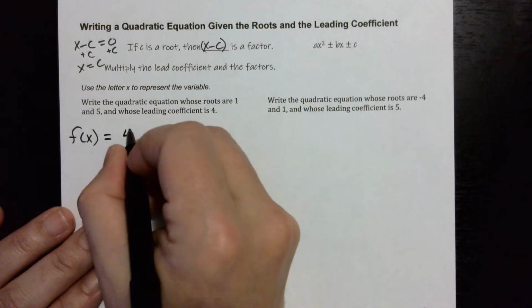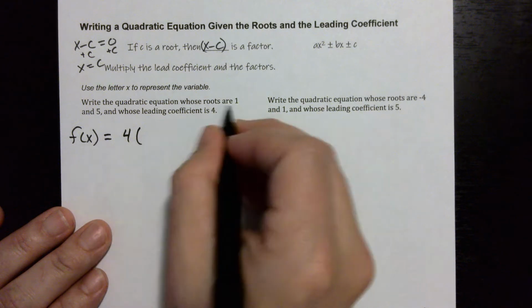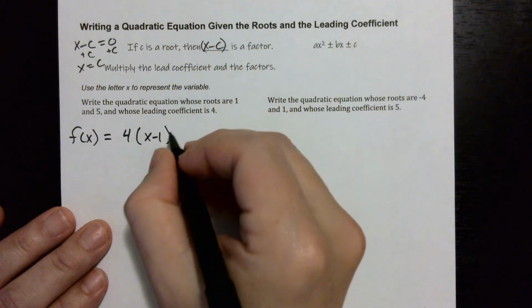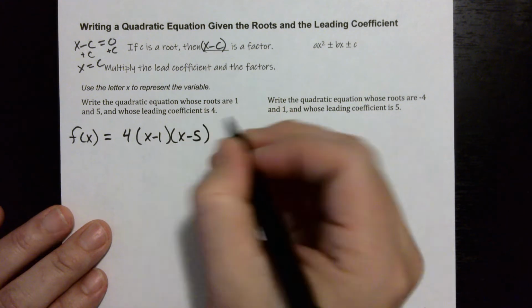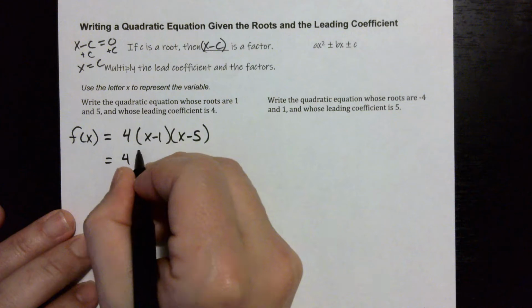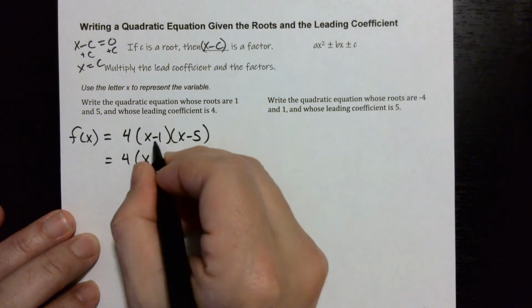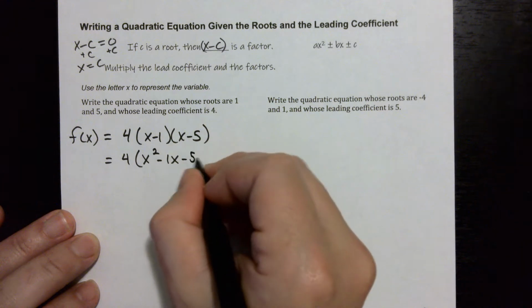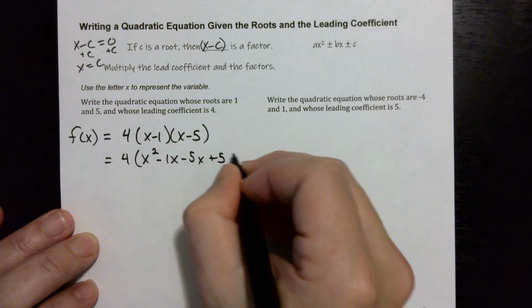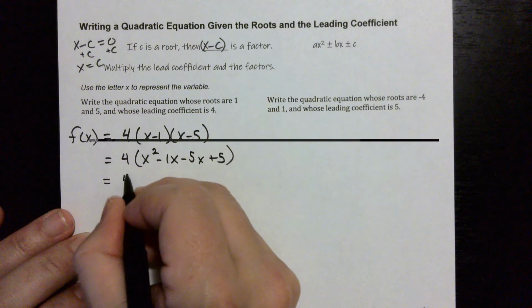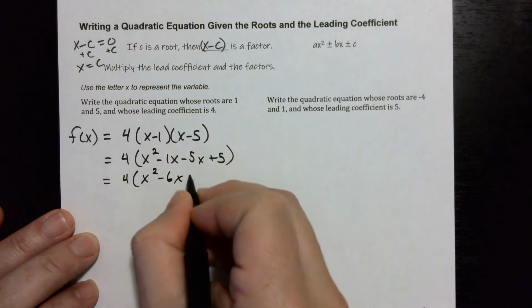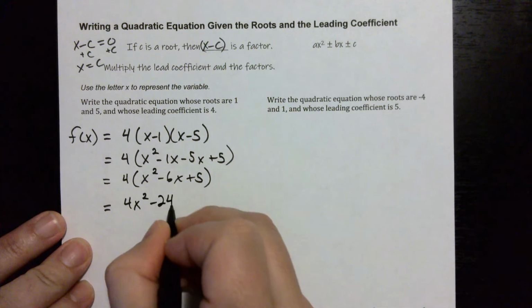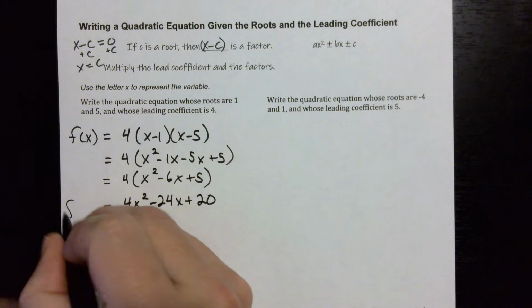So the leading coefficient will go out front, and then I have 1 and 5, so x minus 1, because if c is a root, then x minus c is a factor, and x minus 5. We need to work that all out. So x times x is x squared, minus 1x, minus 5x, plus 5. So that's equal to 4 times x squared minus 6x plus 5. And if I distribute the 4, I get 4x squared minus 24x plus 20. And that's f of x.